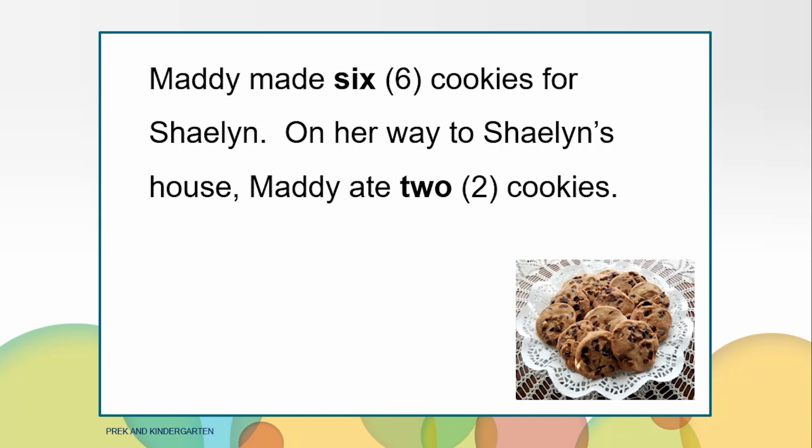Keep picturing in your mind what is happening while I read the story to you. Maddie made 6 cookies for Shaylin. On her way to Shaylin's house, Maddie ate 2 cookies. What new information did we find out? On her way to Shaylin's house, Maddie ate 2 cookies.